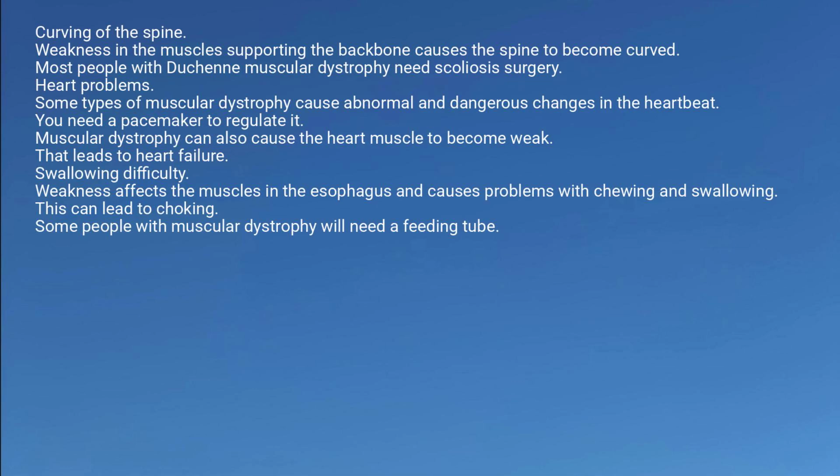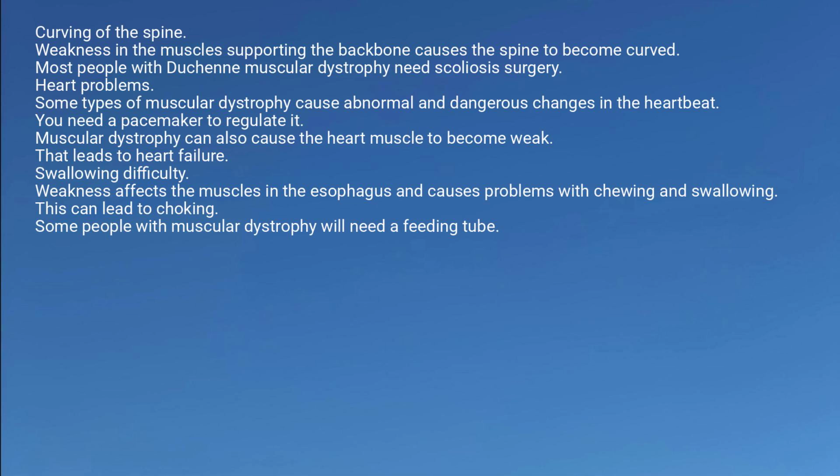Curving of the spine. Weakness in the muscles supporting the backbone causes the spine to become curved. Most people with Duchenne muscular dystrophy need scoliosis surgery. Heart problems. Some types of muscular dystrophy cause abnormal and dangerous changes in the heartbeat. You need a pacemaker to regulate it. Muscular dystrophy can also cause the heart muscle to become weak. That leads to heart failure.